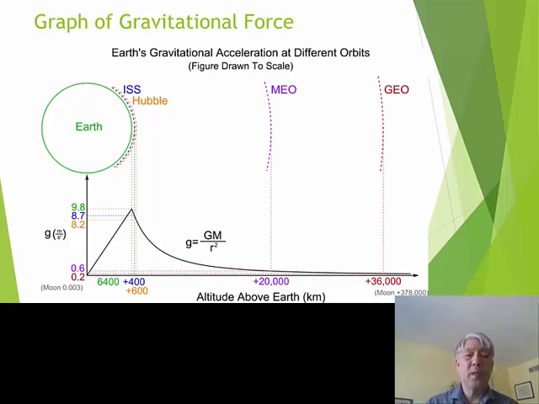Some of these labels on top: MEO stands for medium Earth orbit, and GEO stands for geosynchronous Earth orbit. A lot of communication satellites are located at GEO. Going further and further away, it gets closer and closer to 0. It is very important to remember that it is not constant. It is not 9.8 all the way, nor is it a straight line down, but it is always attractive. Thank you.